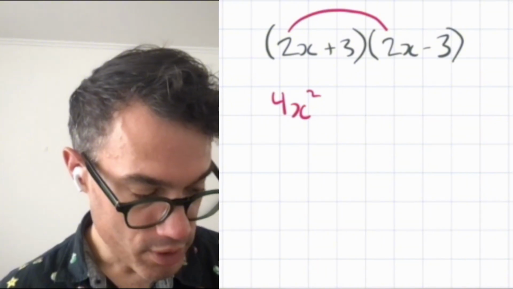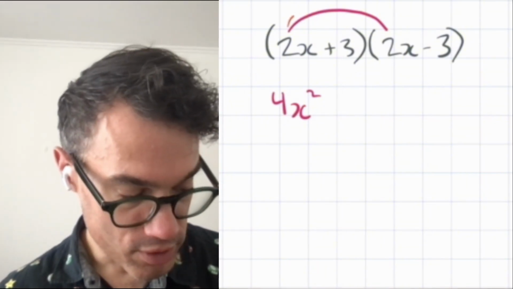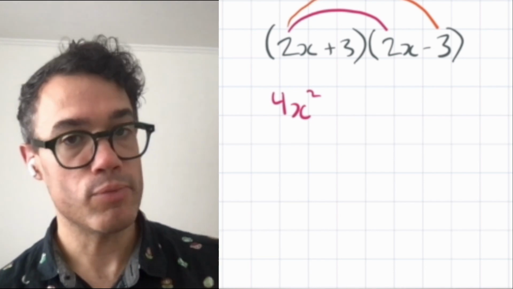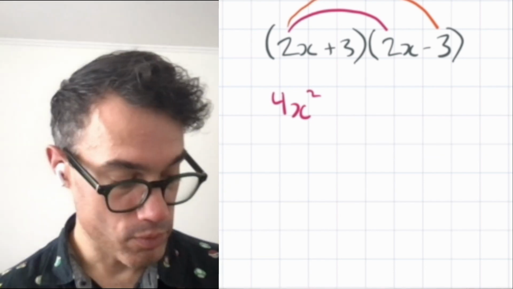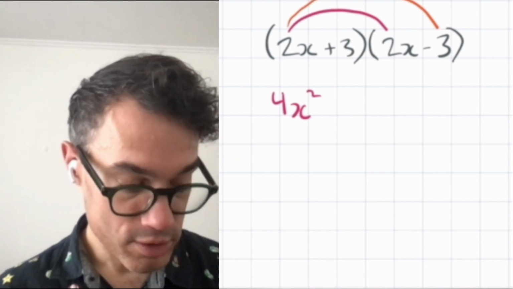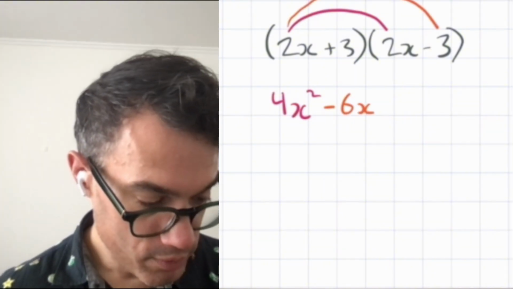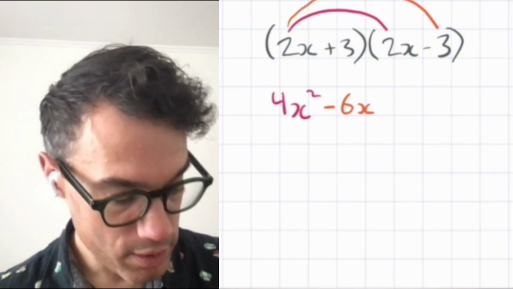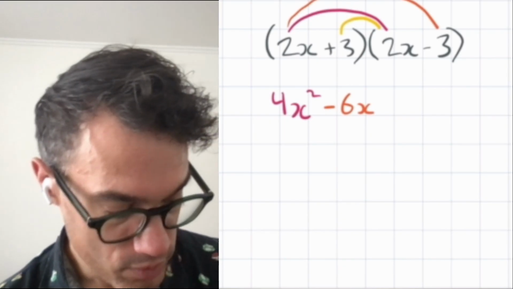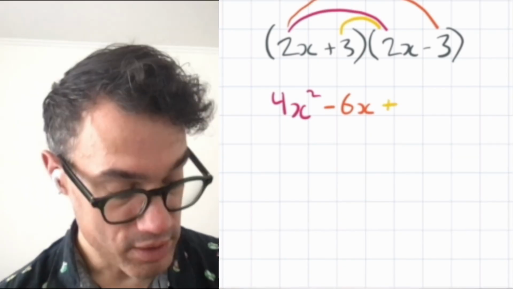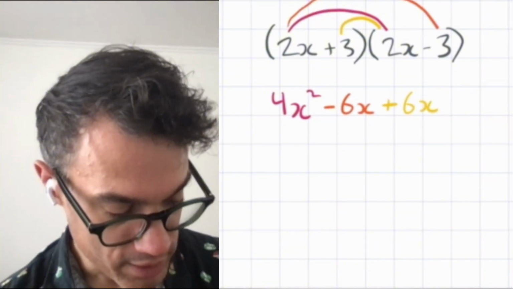Move on to orange. I'm still at that 2x. I need to make sure I multiply that by this 3 here, but it's not just 3. I've got to bring in that operation. It's negative 3. What is 2 times negative 3? It's going to be negative 6x. Move to yellow, and we're moving into the 3 here. 3 times 2x. It's going to be plus. What is 3 times 2? That's 6. So we've got 6x.